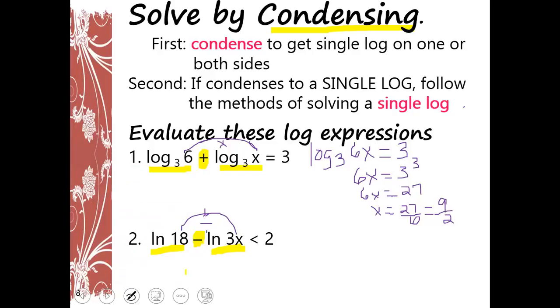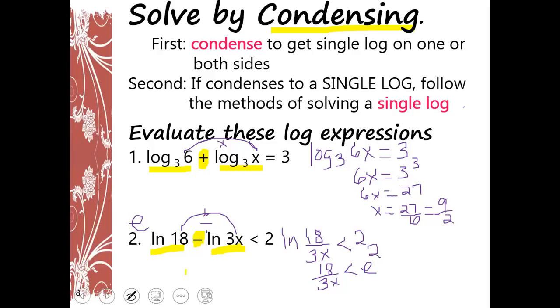In example number 2, even though I have the natural log, which is in base e, my properties for condensing and expanding still apply. So I have the natural log, let me write it as ln, the natural log of 18 over 3x is less than 2. Remember, ln means we're in base e. So I get the argument 18 over 3x is less than base e raised to the second power.